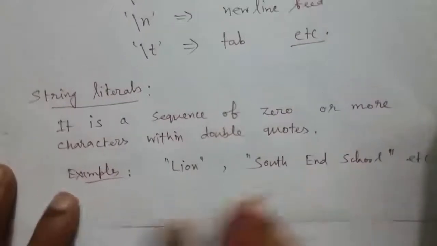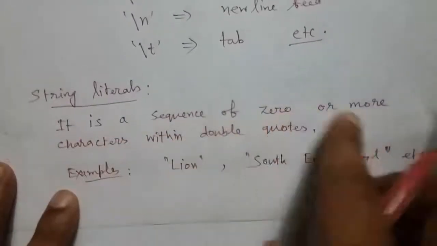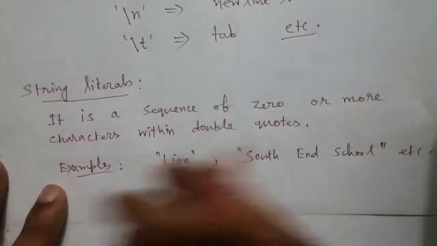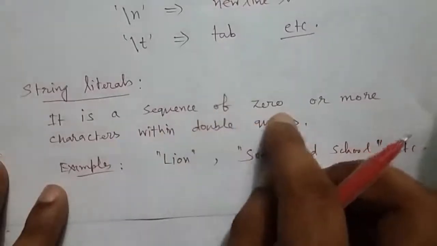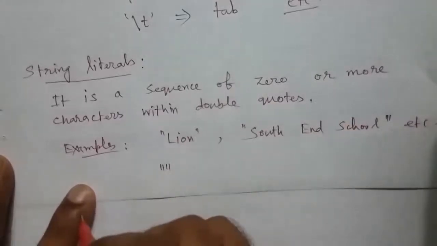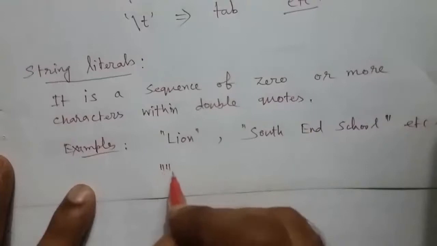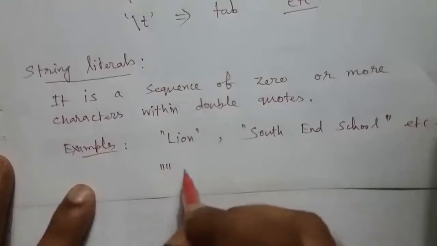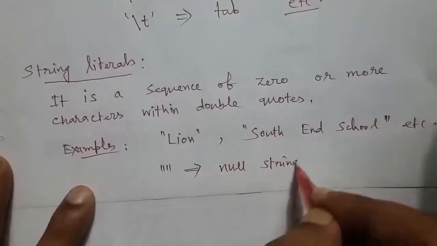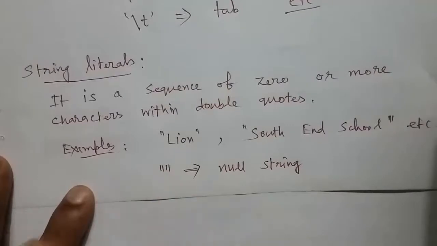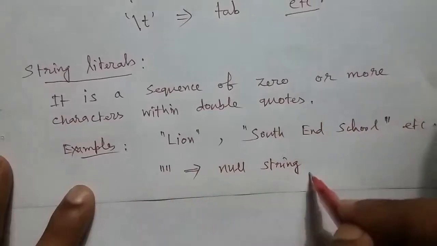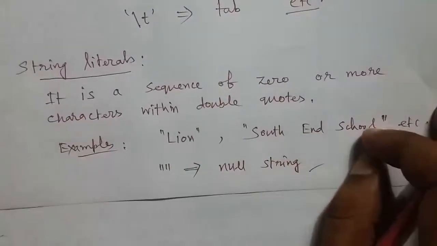Okay. And here in this definition you can see that it is a sequence of 0 or more characters. So what do you mean by a sequence of 0 characters? That means inside the double quotation, if nothing is written, that means there is no character inside this double quotation. This is also a string. This string is known as null string. So inside the double quotation, if nothing is written, not even space, then the string is known as null string. Okay.